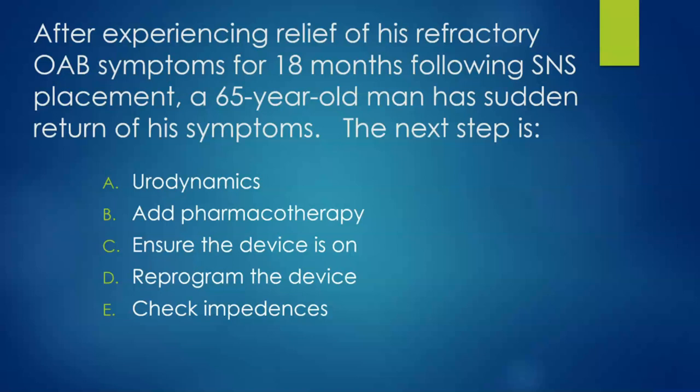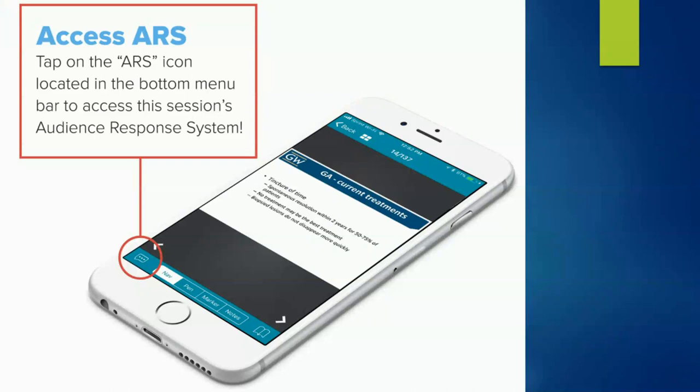And lastly, before we get started: after experiencing relief of his refractory OAB symptoms for 18 months following sacral neuromodulation placement, a 65-year-old man has sudden return of his symptoms. The next step is: urodynamics, add pharmacotherapy, ensure the device is on, reprogram the device, or check impedances.